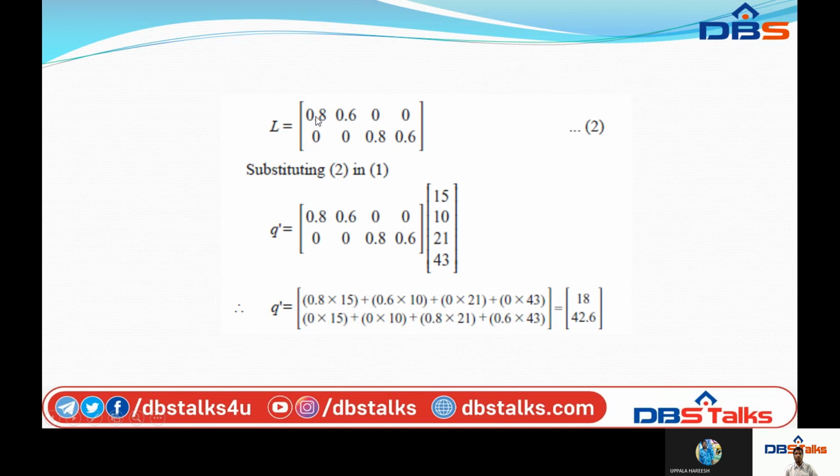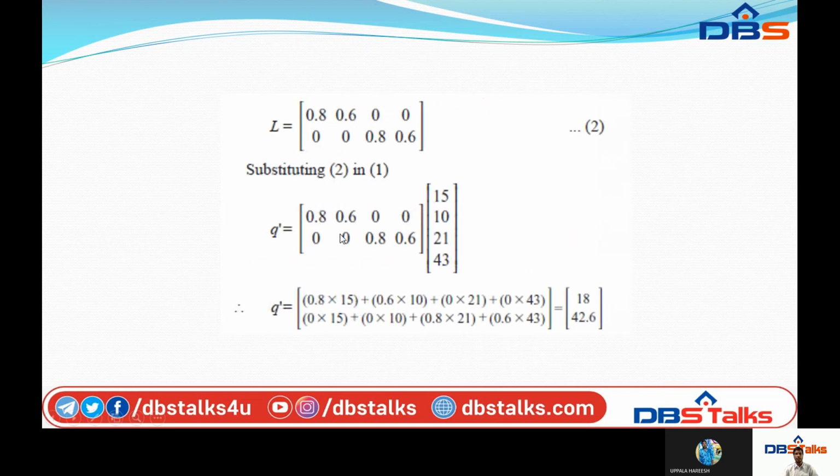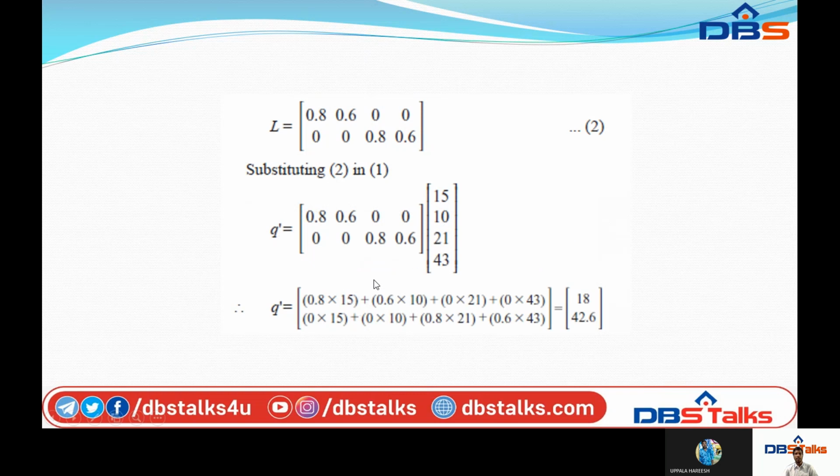After that, we already know the values of l and m: l equal to 0.8, m equal to 0.6. Substituting the values of L in equation 1, Q dash equal to L Q. Instead of L, I am writing the values 0.8, 0.6, 0, 0; 0, 0, 0.8, 0.6. And Q will be 15, 10, 21, 43. After the simplification and calculations, you will get the values 18, 42.6.